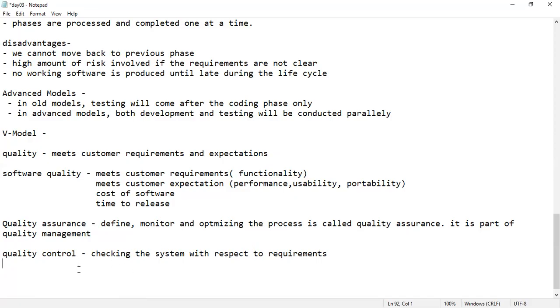Next one. What is verification and what is validation? Just 1 minute.